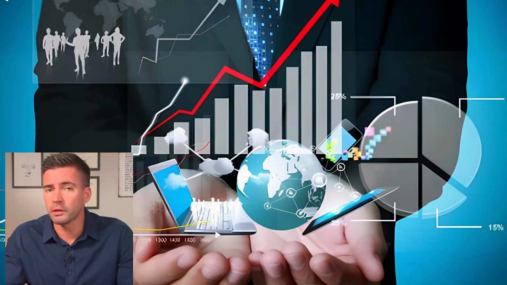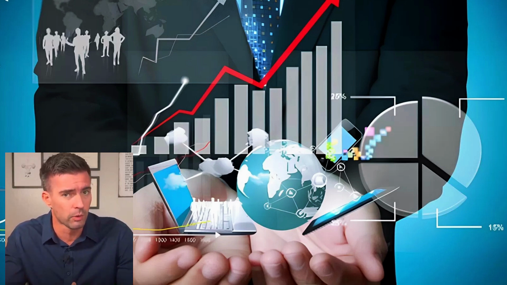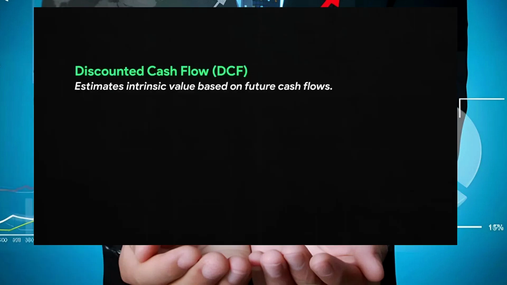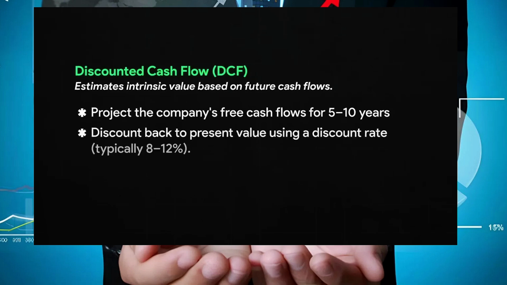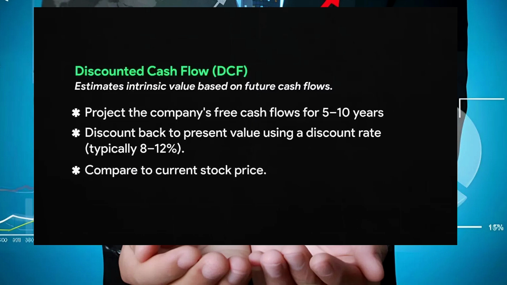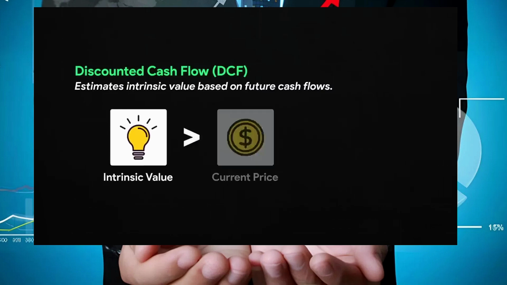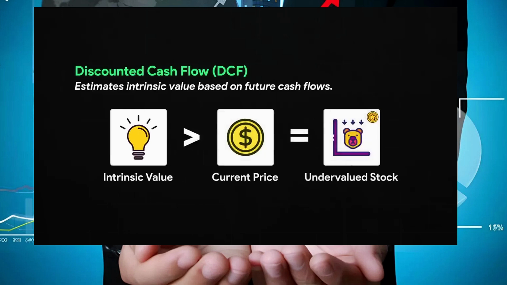Now, another big tool when looking at stocks and another metric that you're going to want to look for is the discounted cash flow. This is an optional metric, but it's definitely one that I like to use. This estimates intrinsic value based on future cash flows. You're going to want to project the company's free cash flows for 5 to 10 years. Then discount back to present value using a discount rate, usually around 8 to 12%. Then you're going to want to look at the actual current stock price. If the intrinsic value is greater than the current price, the stock may be undervalued.